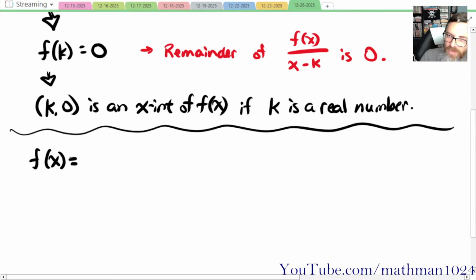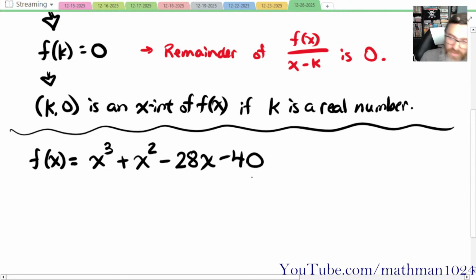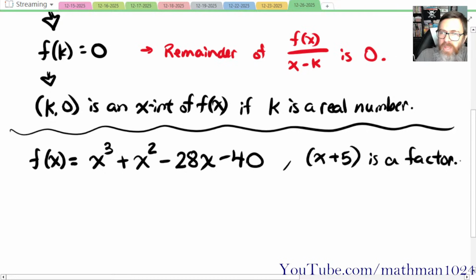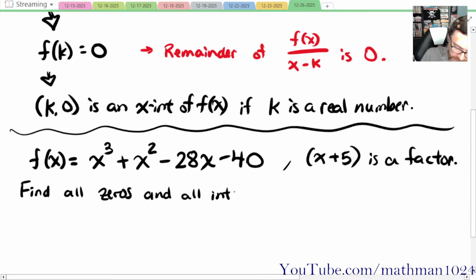So if f of x equals x to the third plus x squared minus 28x minus 40, and I tell you that x plus 5 is a factor, then the kind of thing that I would say is to find all zeros and all intercepts.